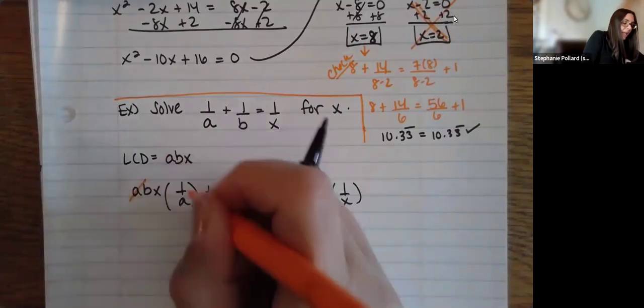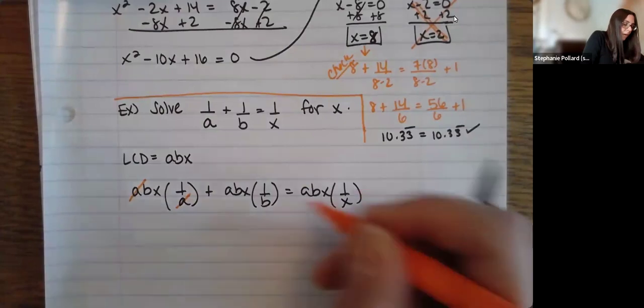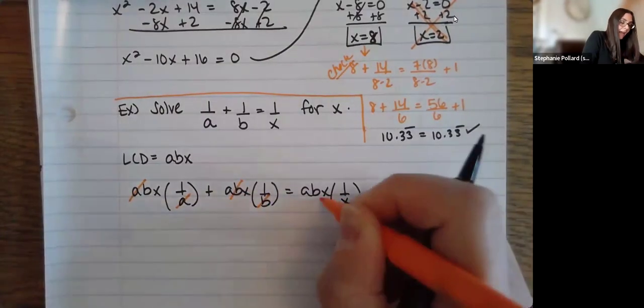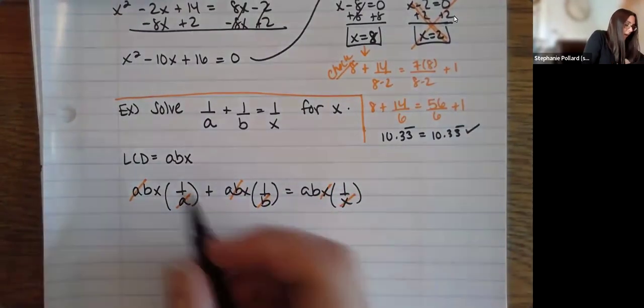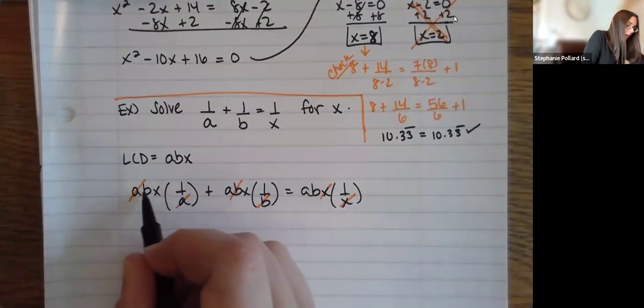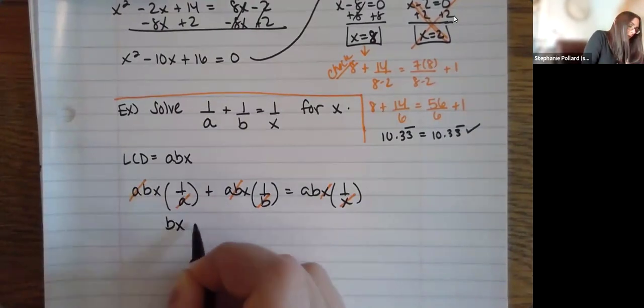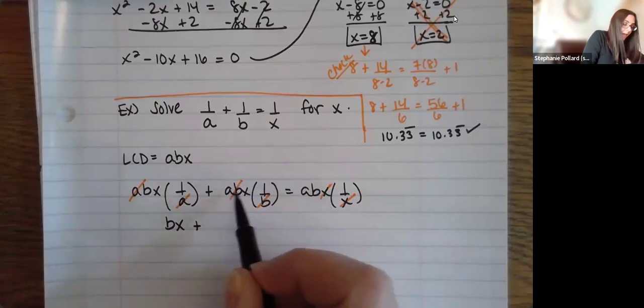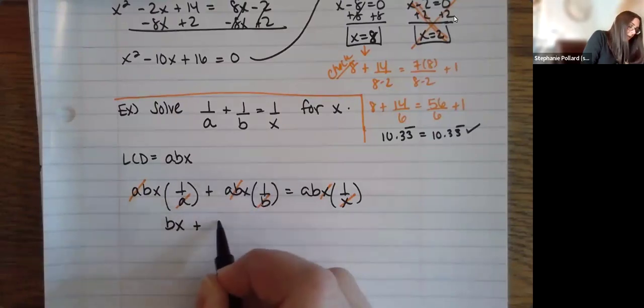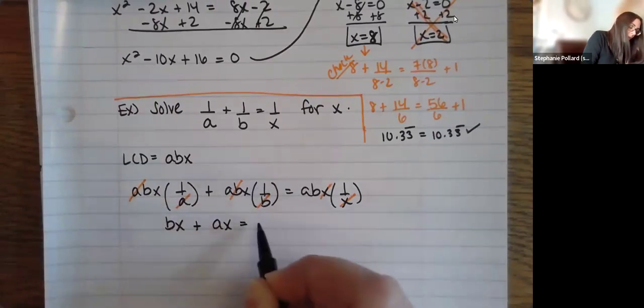So in this first case, the a's are going to cancel. Here your b's are going to cancel, and then here your x is going to cancel. So what you have left over here is 1 times b times x, so that's just bx. Here you have a times x times 1, so that's just ax. And on the other side, you have ab.